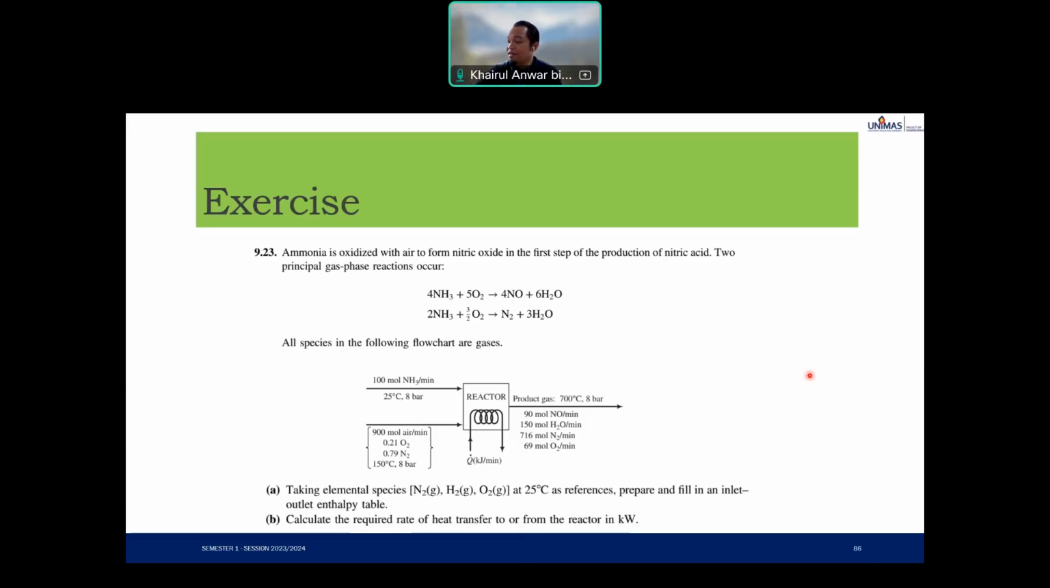Written answers as well for explanation. Focus on the topic that we cover today and do this exercise. So thank you. All the best.